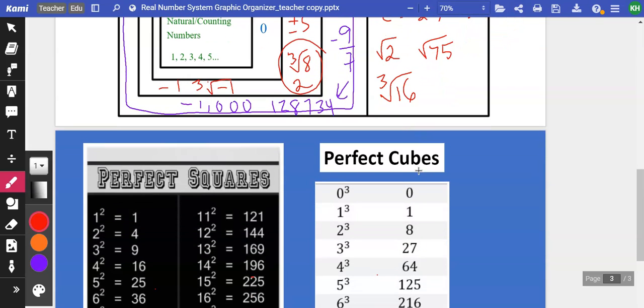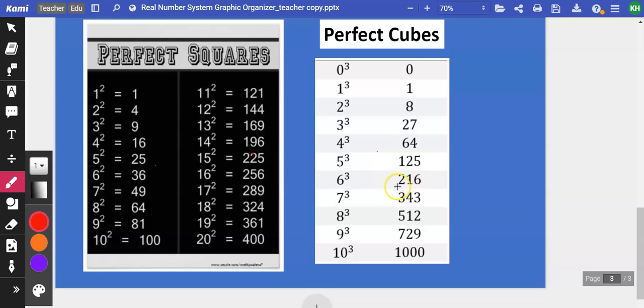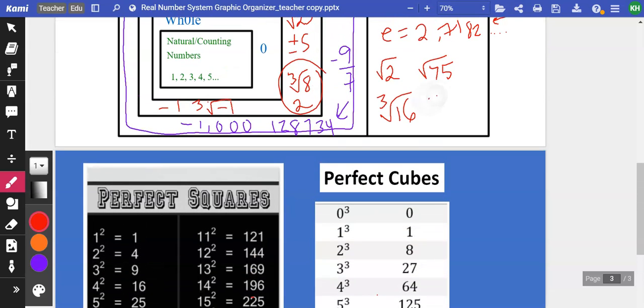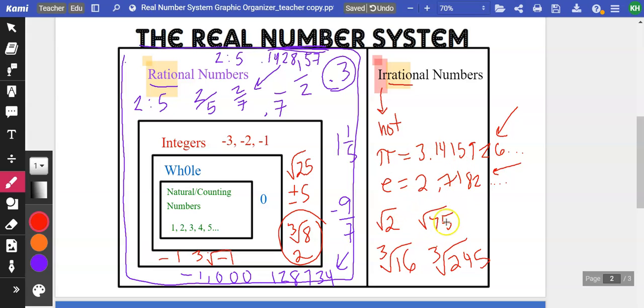What if we use the cube root of, I don't know, 245? 245 falls between the perfect cube 216 and 343, so 245 is not a perfect cube. So if you take the cube root of 245, you're going to get a number that has a decimal that goes on forever and has no pattern. So these are all examples of irrational numbers, of numbers that cannot be written as a fraction. All of these numbers over here can be written as a fraction.